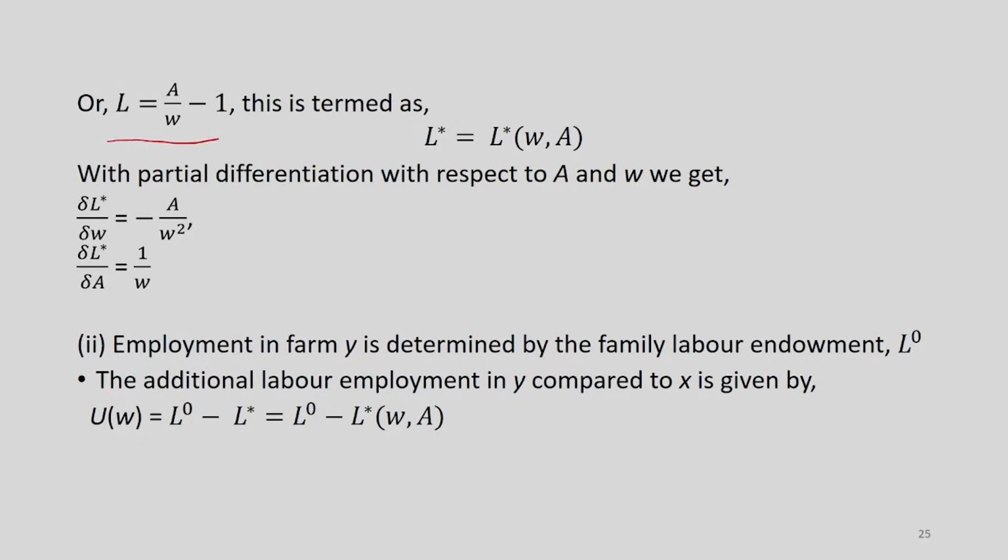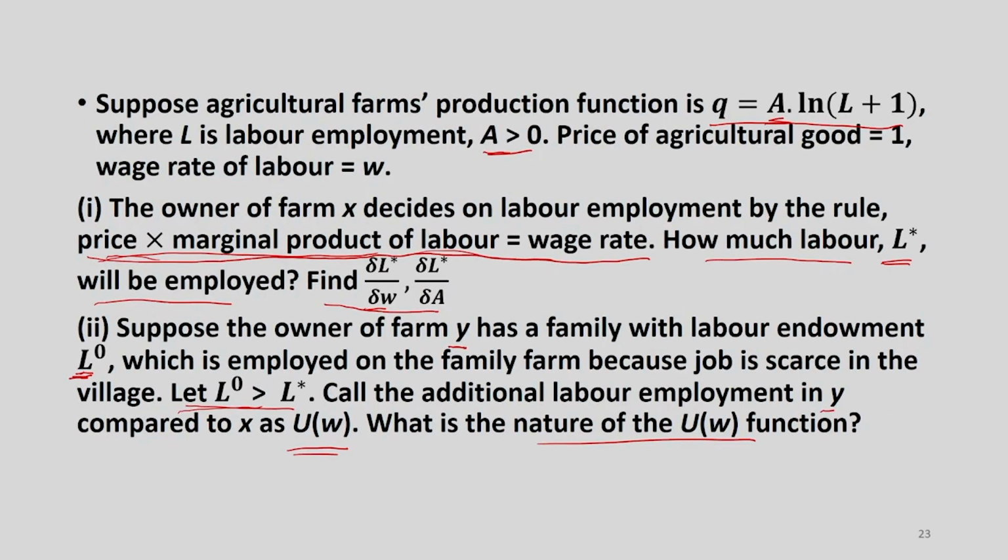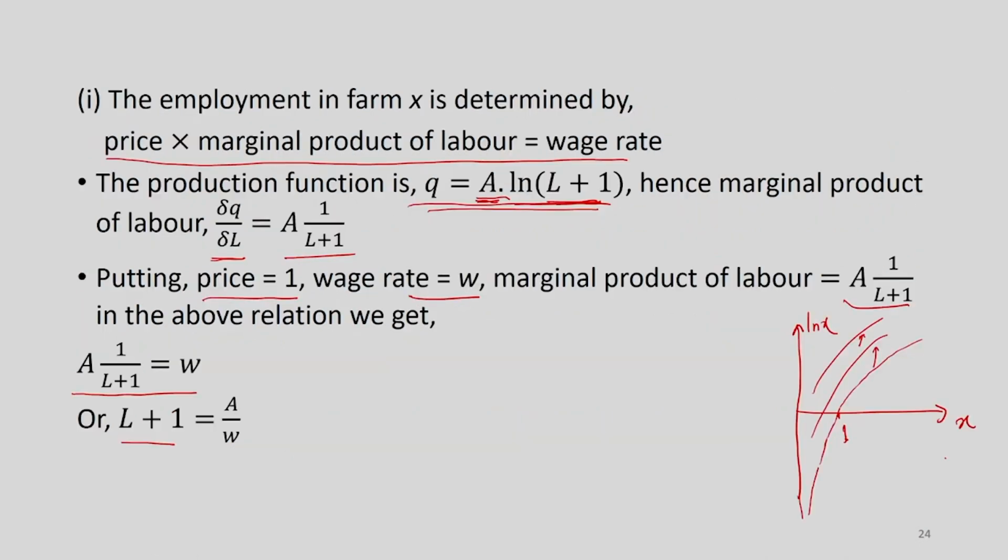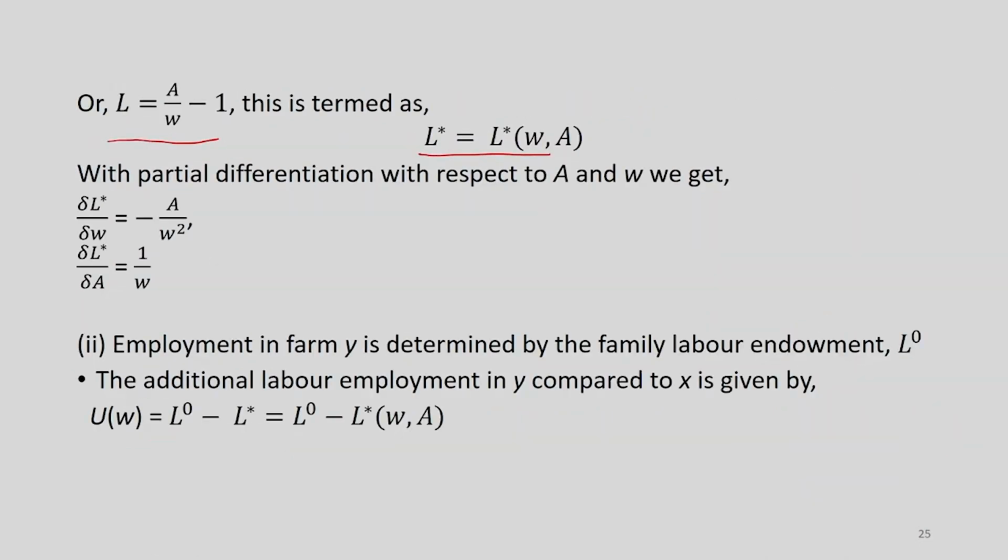L is equal to A divided by W minus 1, and this, as we have seen in the question, is termed as L star. There you can see how much labor L star will be employed, that we have just found out. It is given by A divided by W minus 1.